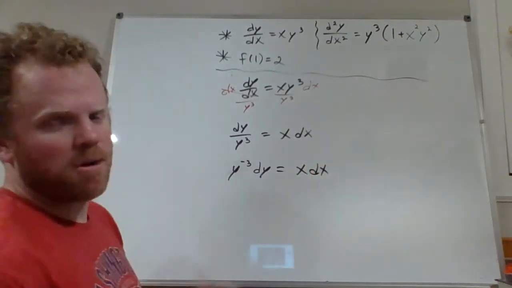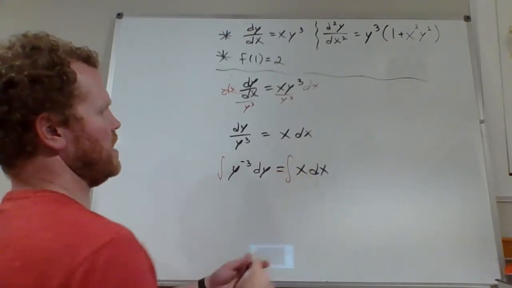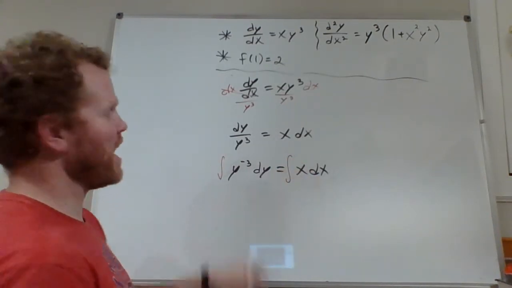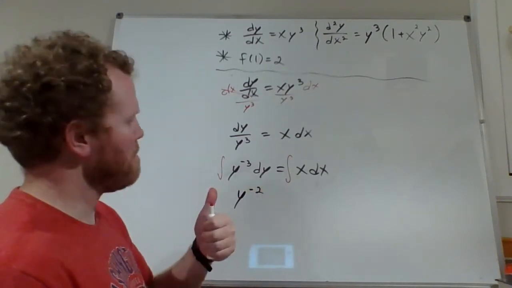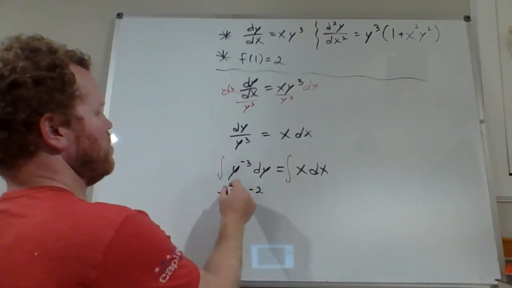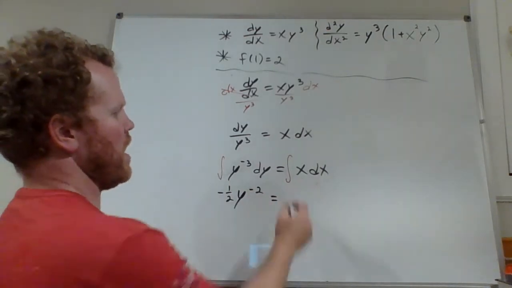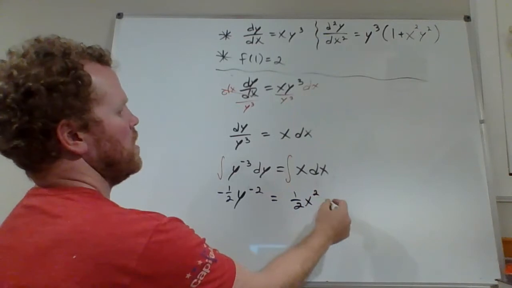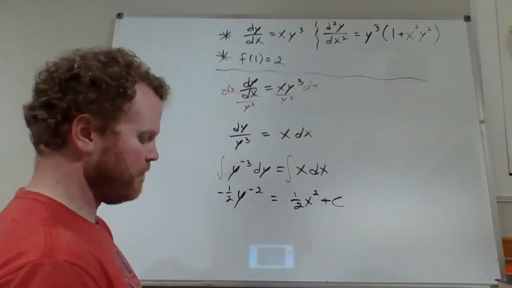And then it's maybe been a little while since you've done some of these, but just take the antiderivative of both sides. Antiderivative of y to the negative third should be y to the negative second. Bump that value up by 1, divide by new value, slash throw a negative 1/2 in front. This should be 1/2 x squared. Don't forget your plus c, and then we're sort of okay.